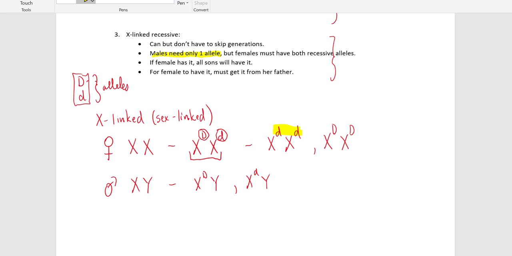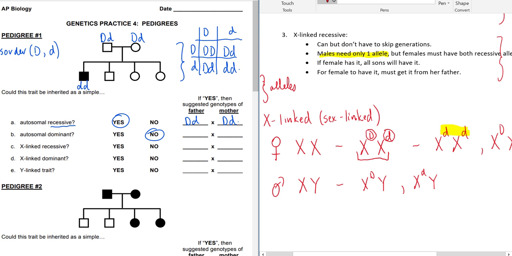All right, let's go back to the pedigree problems. Okay, so I'm going to erase a few things here and then start the video again to show whether or not it's X-linked recessive or dominant.